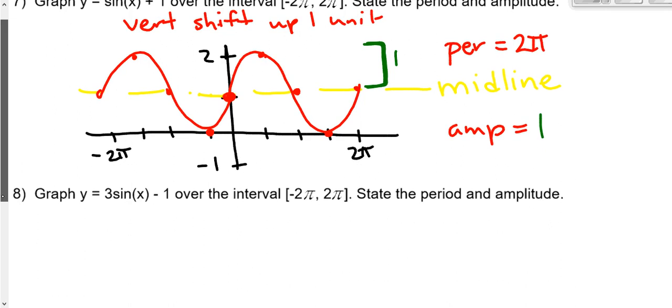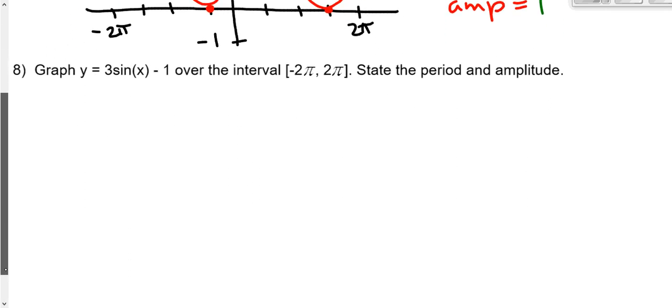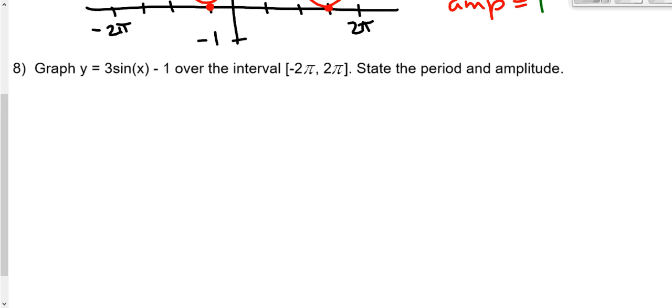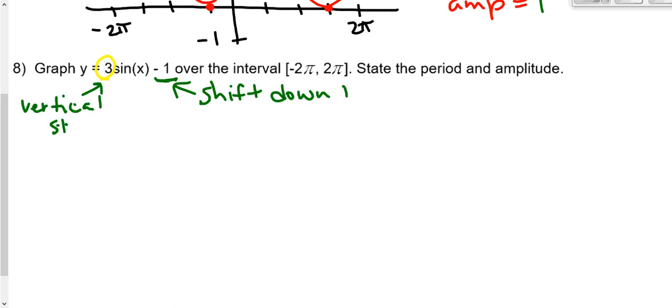And then number 8, we're combining a couple of transformations. We have what kind of vertical change? Can you tell from the -1? That would be shift how, I'm listening, shift down 1. So we're going to draw that midline in lower. And then what does this 3 do? Remember that from earlier in the lesson? That's going to be a vertical what? A vertical stretch. 3 times as tall.